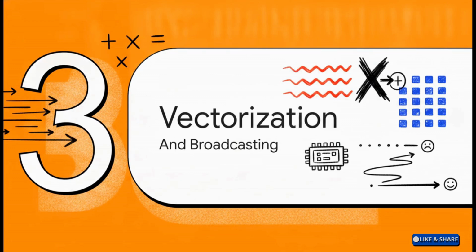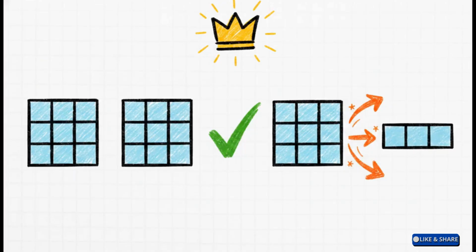Which brings us to Section 3, Vectorization and Broadcasting. These are the heavy-hitting techniques NumPy uses to completely eliminate those standard Python loops.